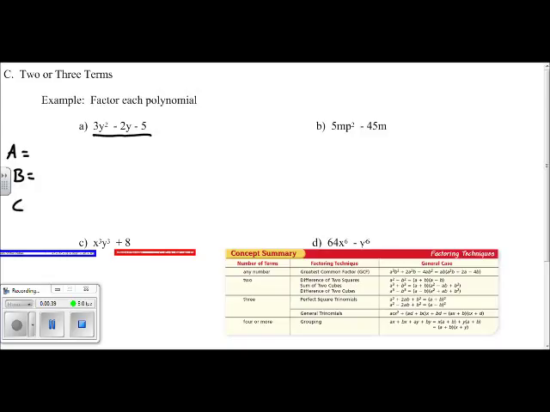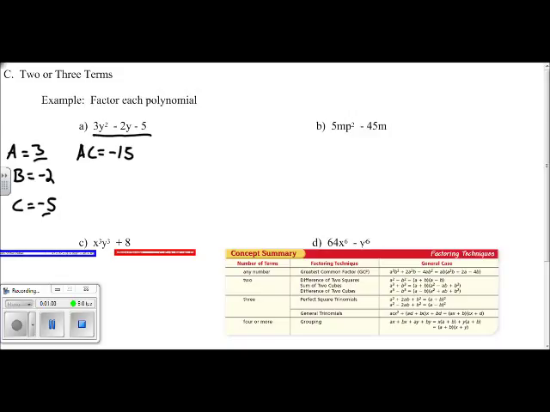which means we first have to define A, B, and C. A in this case is 3, because of 3y squared. B is negative 2, and C is negative 5. Now that we know A, B, and C, we need to find A times C, or AC, which is going to be 3 times negative 5, and that is negative 15.